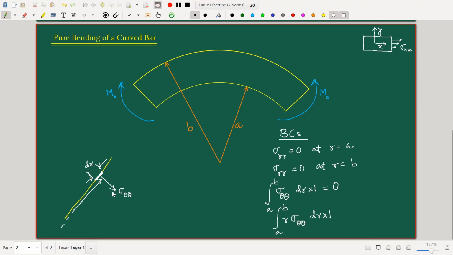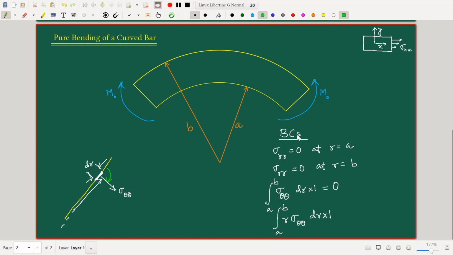Here the f is due to the sigma theta theta. So the sigma theta theta times dr times 1, where the 1 is the unit width into the plane of the screen, that is my elemental force that is in the direction of theta, and the moment arm is in the direction of r. So overall the sense of the bending moment will be in this fashion, will be clockwise.